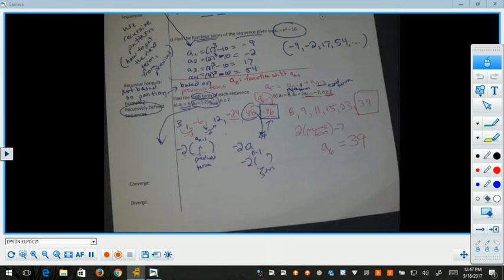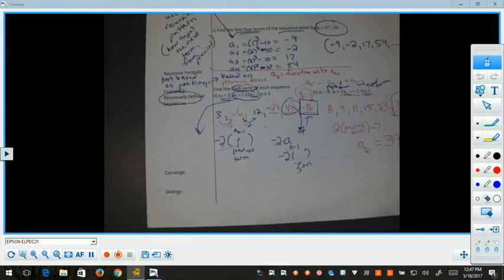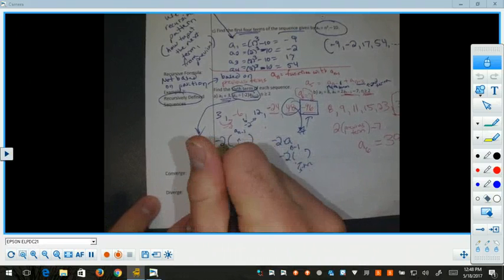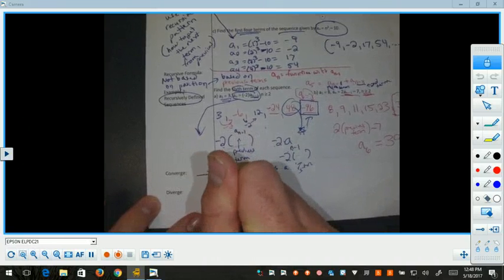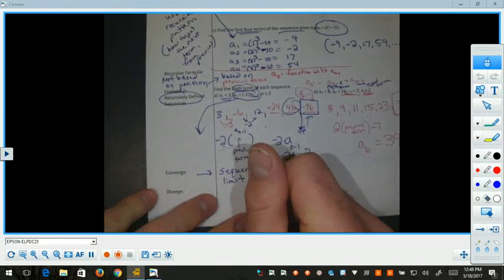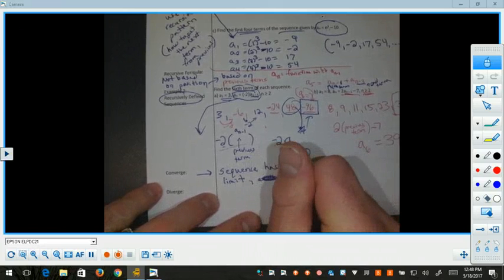Next, we're going to talk about functions that converge versus diverge. A function that converges, you can think of what that means physically, to converge versus diverge, to come together versus to divide apart. To come together, to converge, means that the sequence has a limit. It's as the terms approach a specific number.